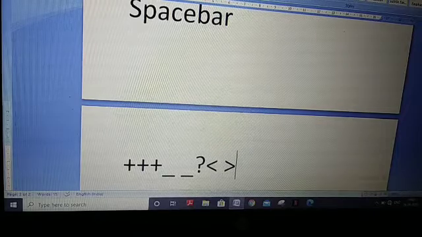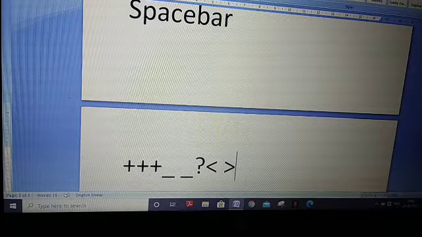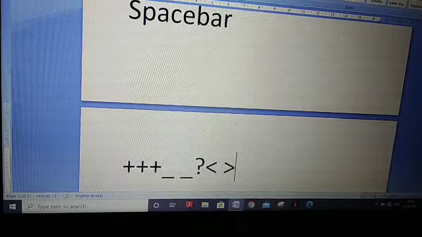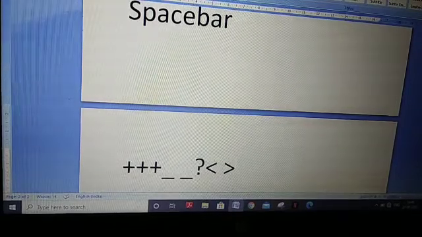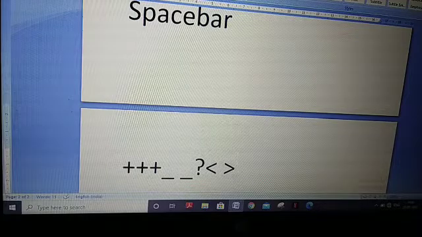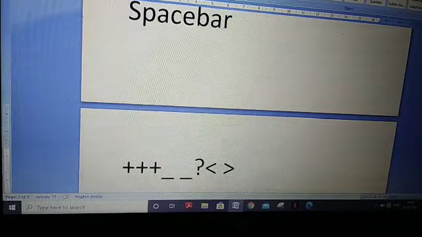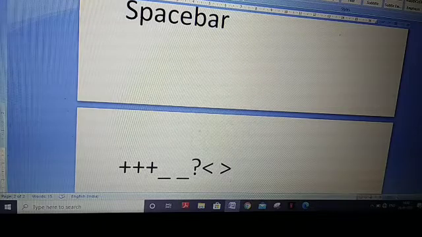Shift key. Shift key is a very important key. It is used for two purposes. Understood? What are the two purposes? First, the shift key is used for two purposes. So which one is the shift key? I am showing you. Here it is, the shift key.